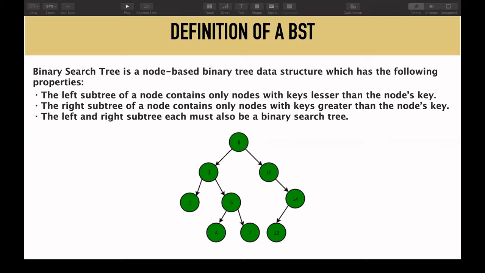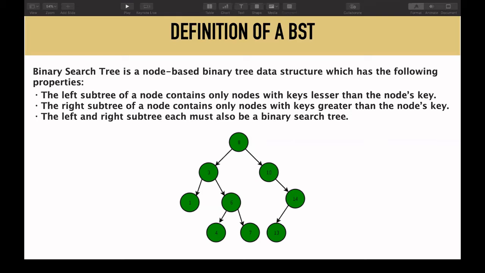Now, what is a binary search tree? There's a definition that I've written here: the left subtree of a node contains only nodes with keys lesser than the node's key value. Similarly, the right subtree of a node contains only nodes with keys greater than the node's key. And the left and right subtree each must also be a binary search tree.